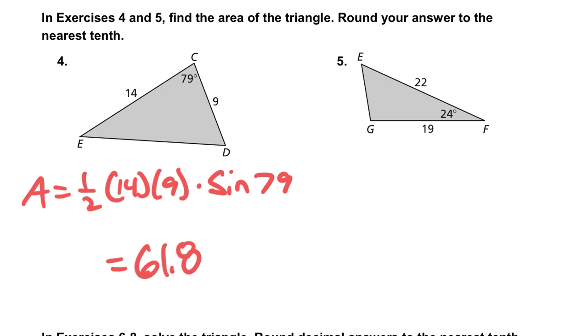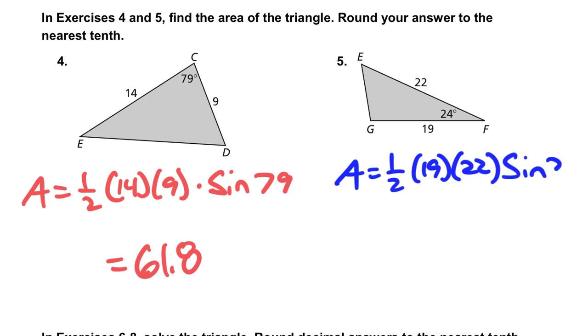Okay, for the next one, let's go ahead and do the same thing. Area equals 1/2 times the two sides, so 19 and 22, times the sine of the included angle, which is 24 degrees. Put that in the calculator, round to one decimal place, it just so happens to be 85. Now, of course, these would be units squared because we're talking about area. Really simple formula to use.